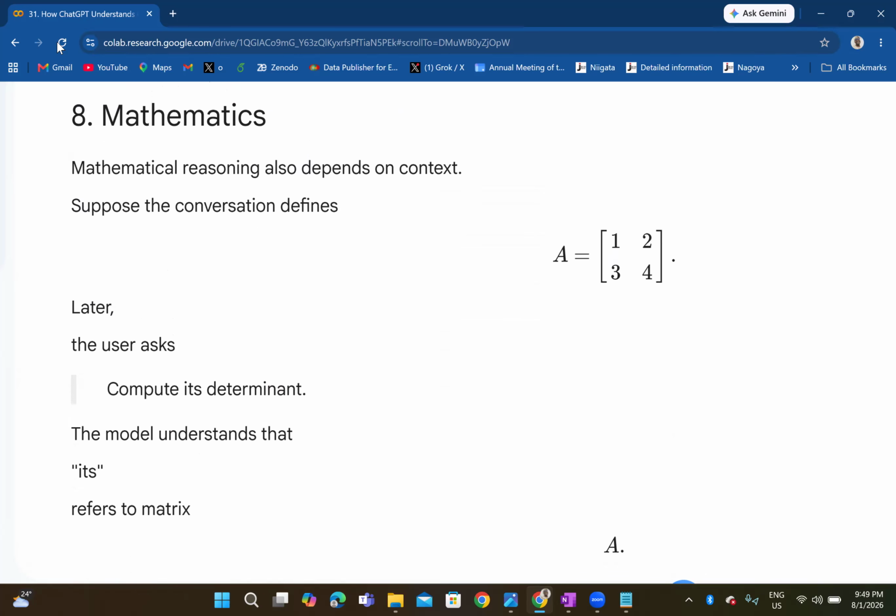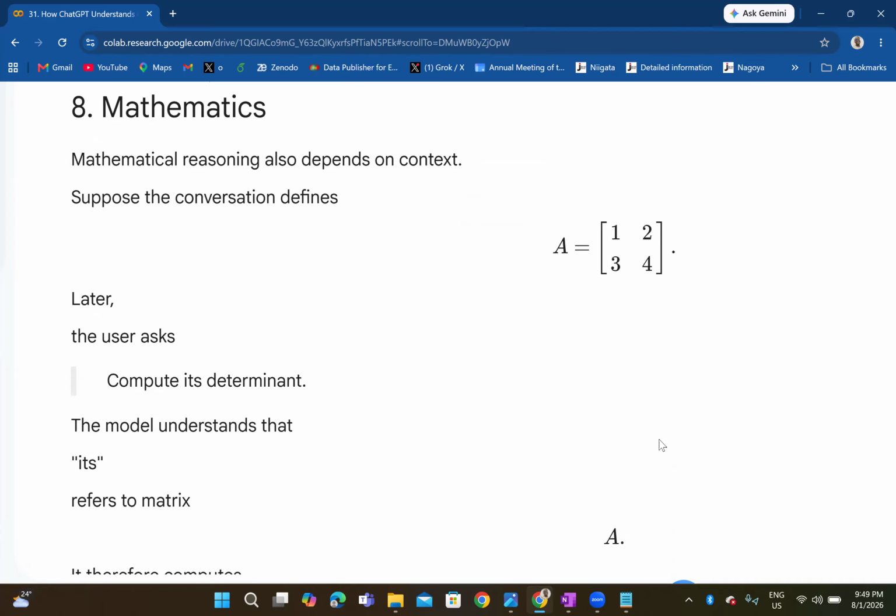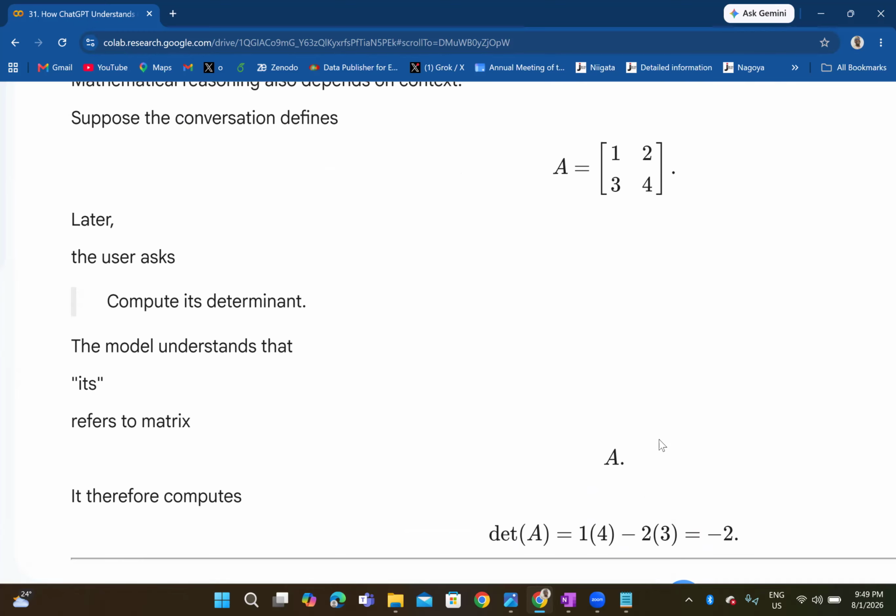For mathematics now, mathematical reasoning also depends on context. Suppose the conversation defines A as 1, 2, 3, 4. Later the user asks it to compute its determinant. This is the only matrix you have, so it just computes the determinant of that. The model understands that it refers to matrix A here. Then you get the determinant, which is 1 times 4 minus 2 times 3. That is -2 right there.